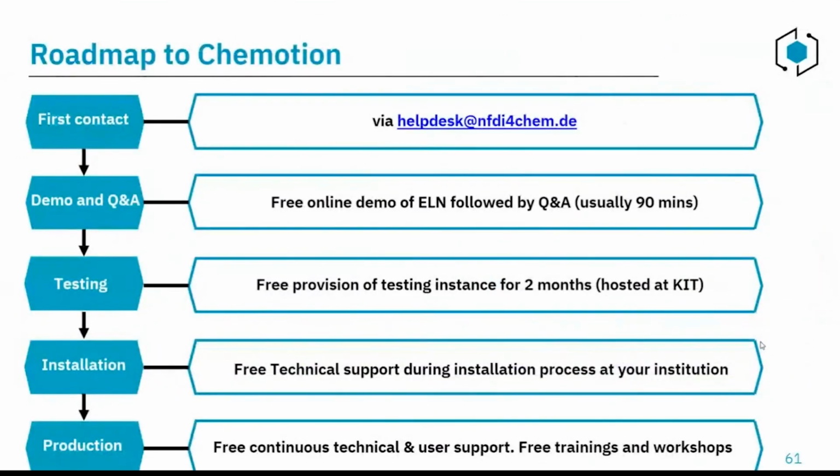How do I get Chemotion? How do I get started with it? So the first thing is you'd contact the help desk. We would then organize a demo, pretty much what I've just done now, followed by some Q&A. Then we would provide a free testing instance for 2 months, so you don't have to go through the trouble of installing it. You can evaluate whether it's suitable for you on the testing instance. This is hosted at KIT, so we can't make any guarantees for the data there.